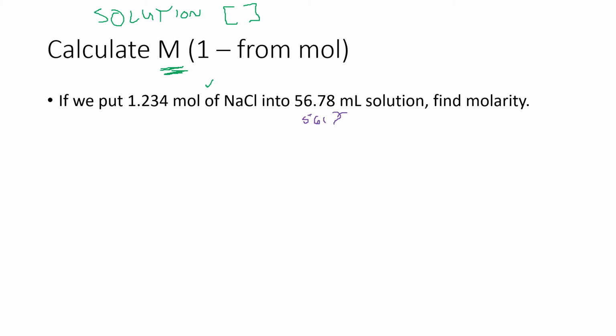So 56.78 milliliters, and if you can do this in your head, that's even better. 1 liter per 1,000 milliliters. So how many places moves it? 3. So it's 0.05678. Don't go rounding off too quickly now, right? Because you don't want to lose your sigs. We've got 4 sigs in each of those. We'll keep them.